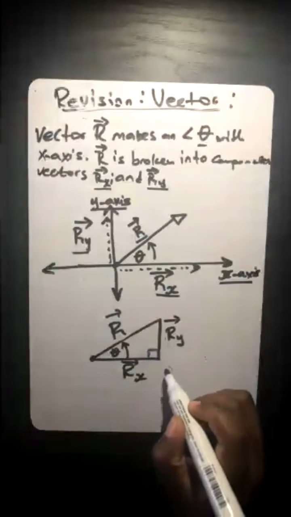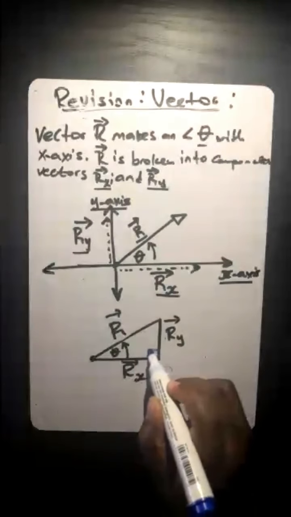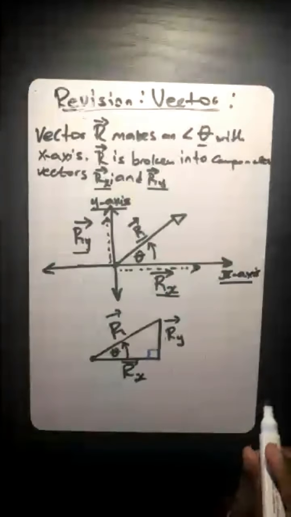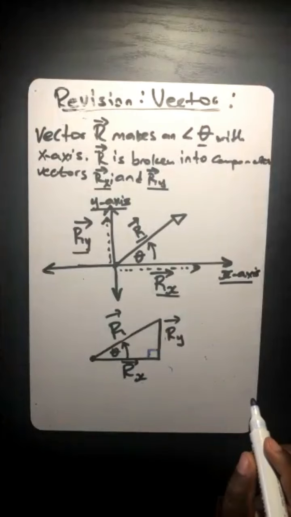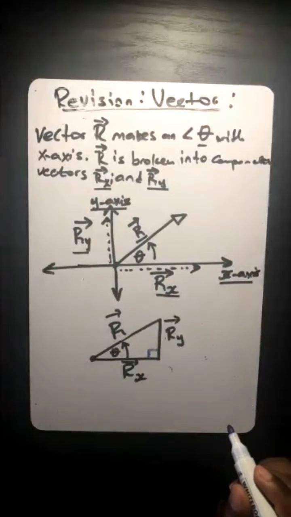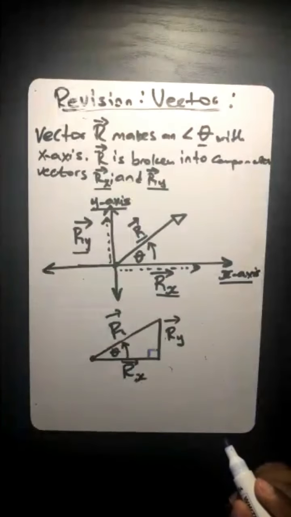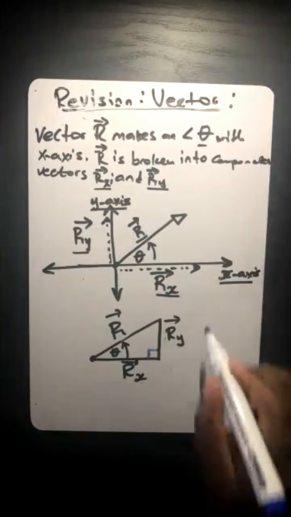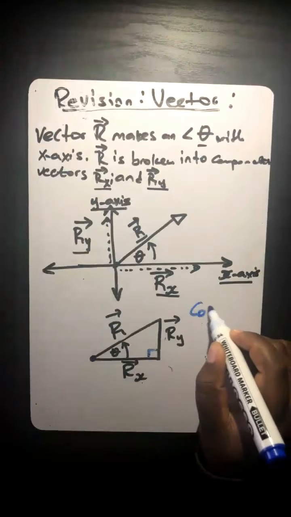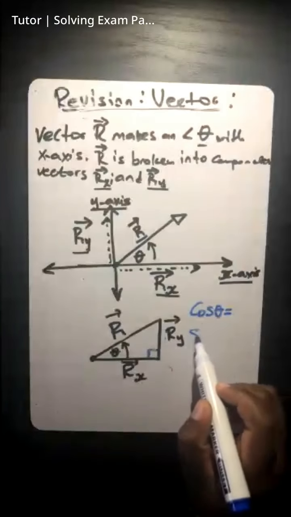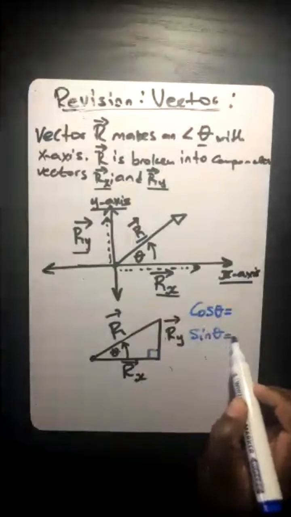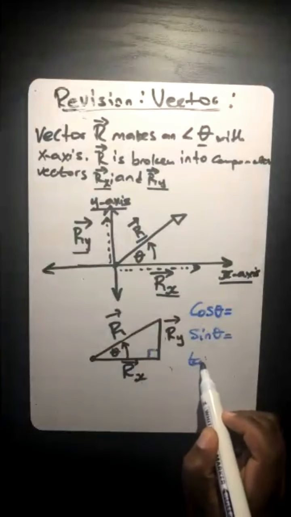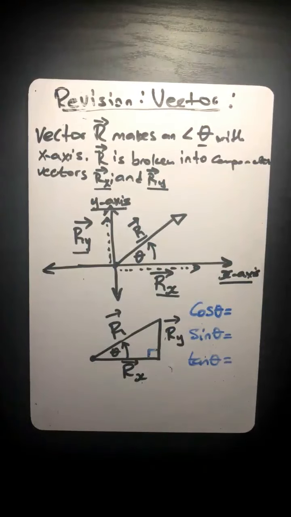Because we see a 90-degree angle formed over there, we can use the trig ratios to formulate. These are the normal trig ratios that you know. So cos angle theta, what will be the ratio for that? Sine angle theta, what will be the ratio for that? Tan angle theta, what will be the ratio for that?